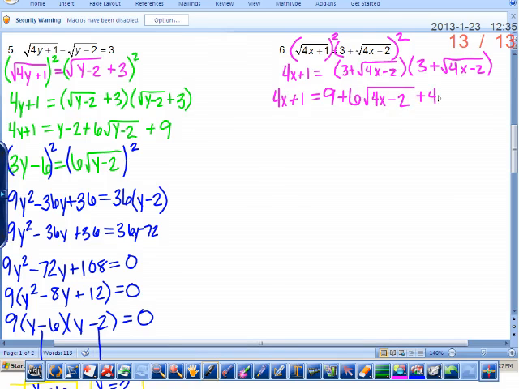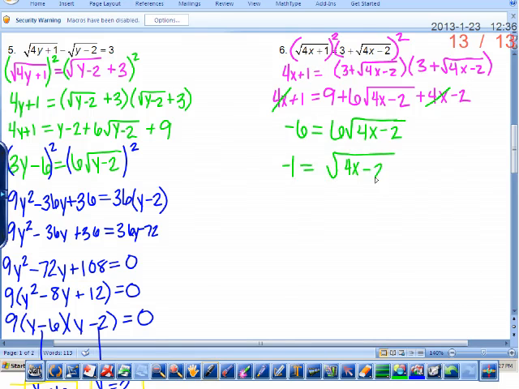Yeah. Okay, what would we do now? Yeah, get our radical by itself. So if I subtract 4x from both sides, those end up canceling, right? So I have 1, and then I've got 9 minus 2, which is 7. So if I subtract 7, I get negative 6 equals 6 times the square root of 4x minus 2. Okay, if we divided, we'd get negative 1 equals the square root of 4x minus 2.